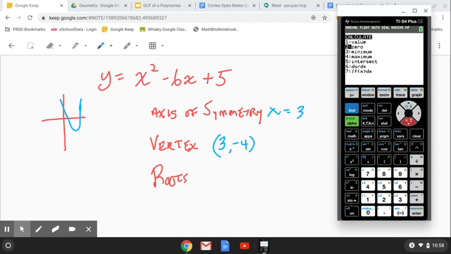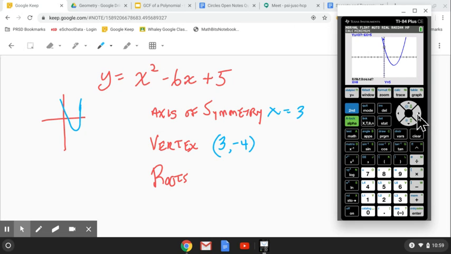So the minimum point would also be its turning point. So I can actually click on that, X is equal to the third one. And look what it says. It says left bound. So is this point on the left-hand side of what I think is the minimum? Yes, so I'm going to hit enter.